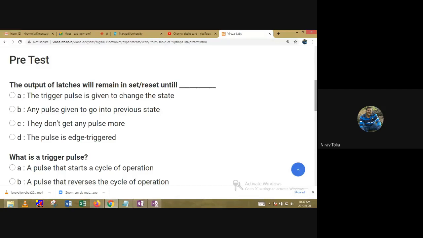The first question is: the trigger pulse is given to change the output of the latches. The output of the latches will remain in set and reset until the trigger pulse is given to change the state. So either it is A, B, C, or D. I didn't get any reply from anyone. So give me the answer. What is the answer?